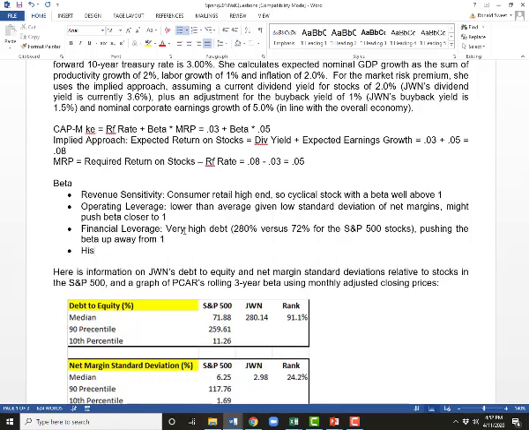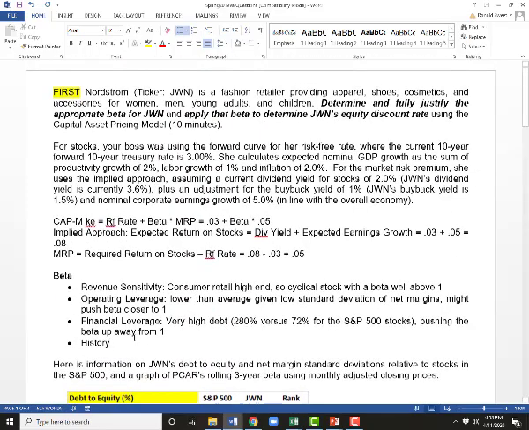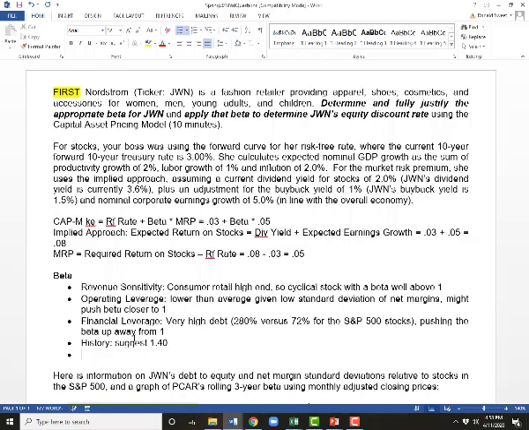And the last thing is history. So we look at the history. The history is down here. We can see that their median beta is about 1.4. It recently has been much lower. This is only through 2008. It's gotten close to 2. It's been below 1 for some time, but I'm going to say history suggests 1.40. I'm going to use 1.4 given that it's cyclical.